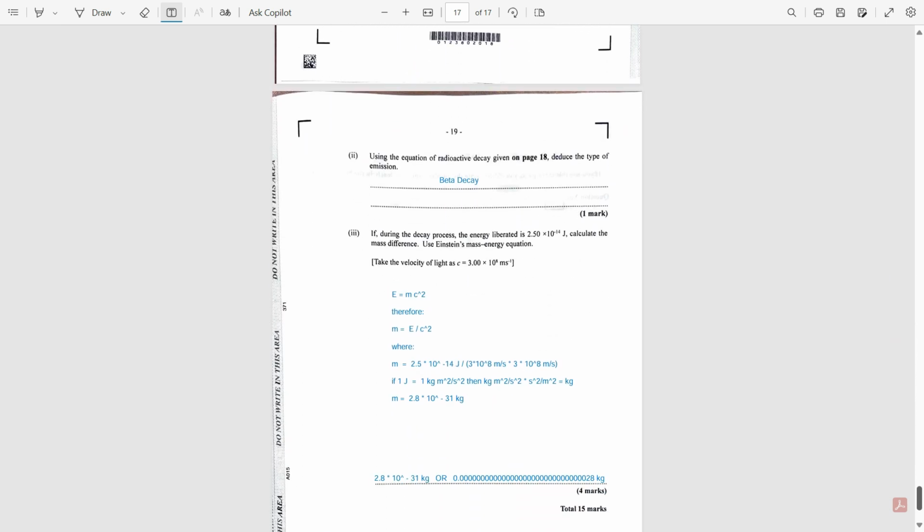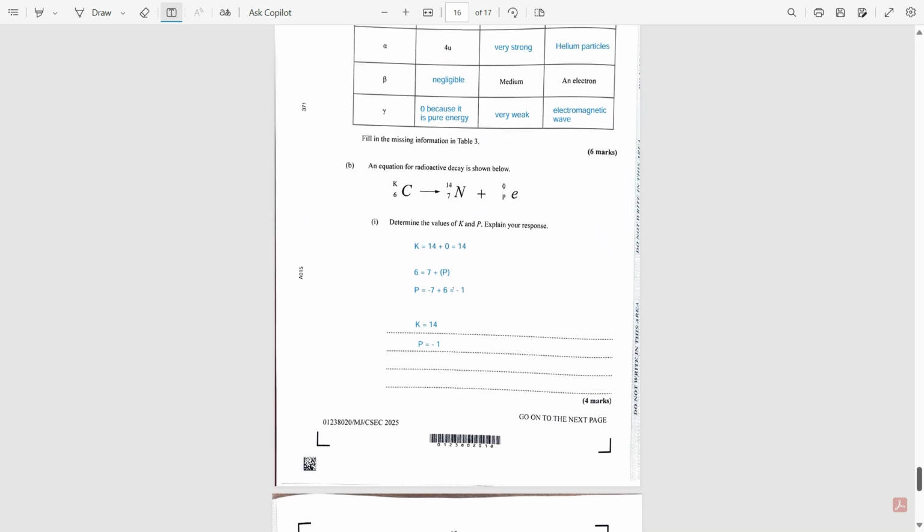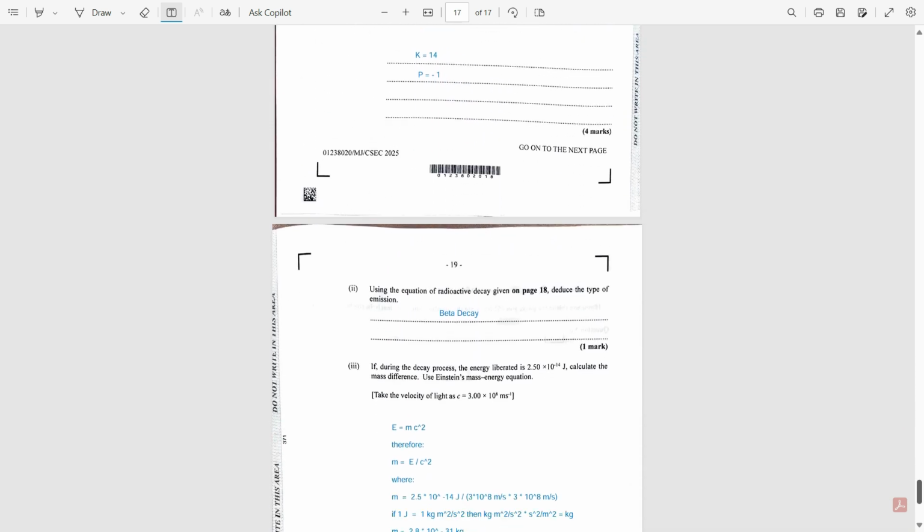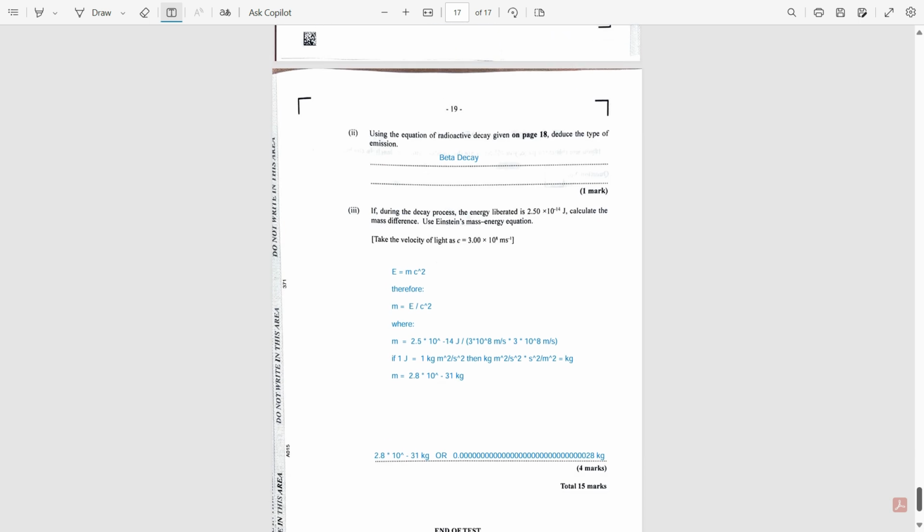Then it says, using the equation of radioactive decay given on page 18, deduce the type of emission. So if you look here, you would see that you had an electron coming off. That's beta decay. So you write beta decay on the line. If during the decay process, the energy liberated is 2.5 times 10 to the negative 14 joules, calculate the mass difference. Use Einstein's mass energy equation. So E is equal to mc squared. Therefore, M would be equal to E over c squared because we're looking for the mass difference. And it should be delta M.